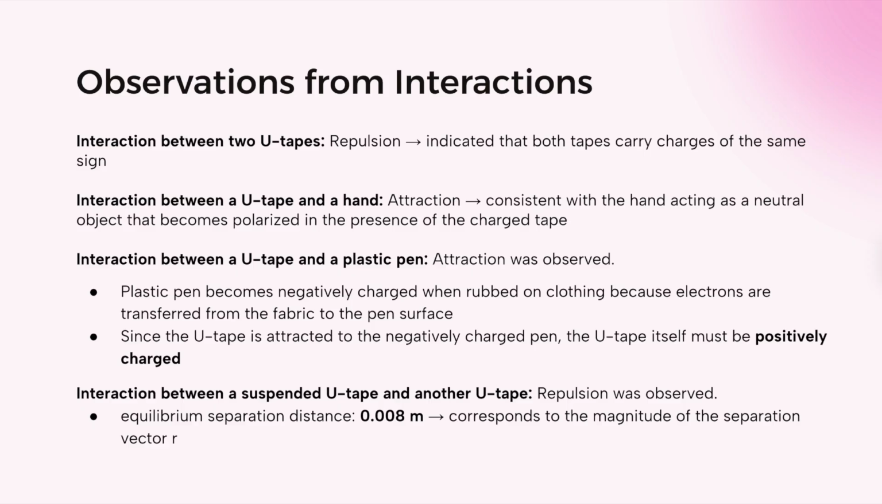We saw the two U-tapes repel, meaning they had the same sign of charge. They were attracted to a hand because neutral objects polarize in an electric field. And when brought near a pen that had been rubbed on clothing, the tapes were strongly attracted. Since the pen was negatively charged, this confirmed the tapes were positively charged. These simple interactions helped us piece together the charge sign and behavior before moving into calculations.